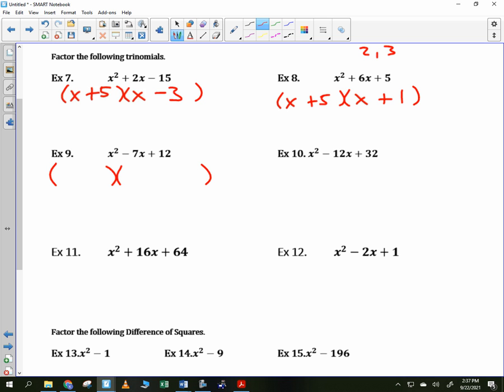Two numbers that multiply to 12 but add to negative 7. Negative 4, negative 3. So when the product is positive like that, you can have two positives or two negatives. It looks like two negatives because they're going to add to a negative number. X and x. Then what? Minus 8, minus 4.